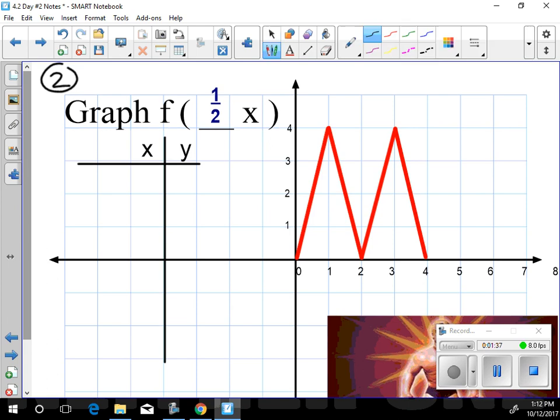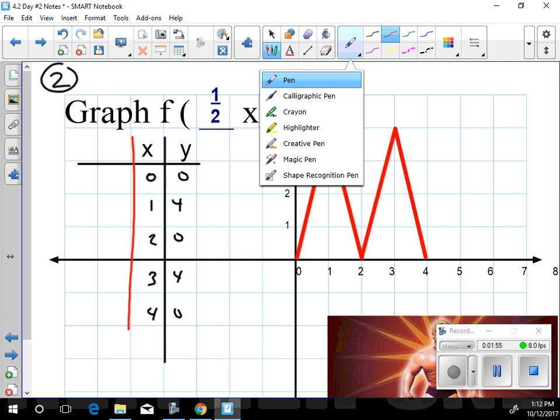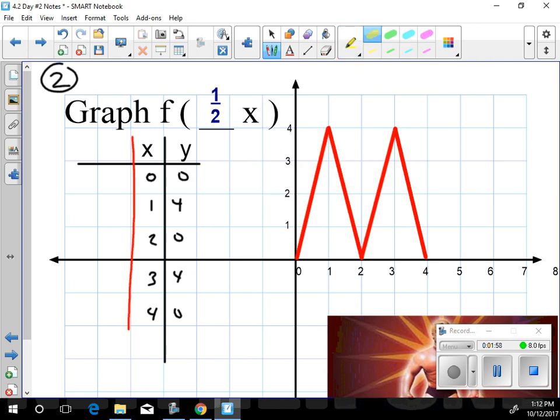Here are my points. Let's go 0, 0, 1, 4, 2, 0, 3, 4, and 4, 0. Okay, so obviously nothing going on here with the y values, so our y values will stay the same. Our x values are going to change. How are they going to change? Multiply by 2 or double them. So we're going to multiply them by 2.